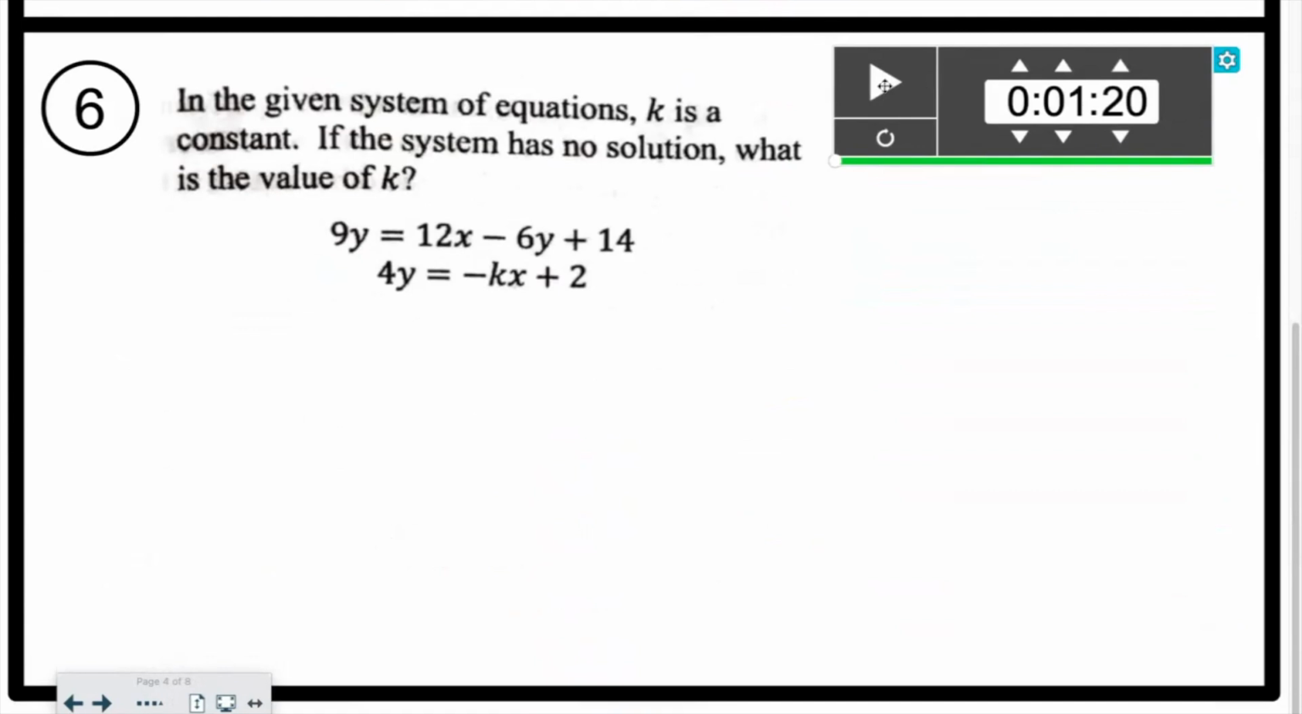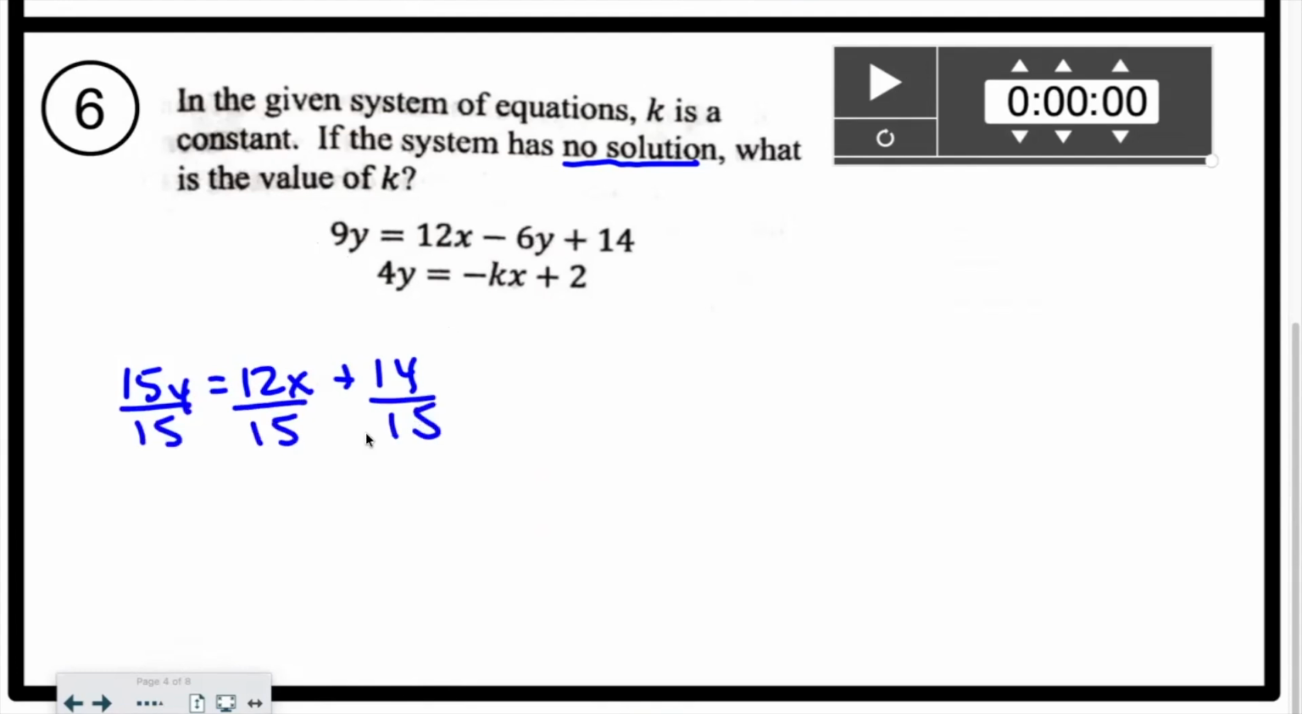Okay, let's try that one. So I'm going to take a different approach here. Given it's no solution, I'm going to show the way if we get them in slope intercept form instead of keeping them in standard form, because these are kind of in between. So this first one, if I add the 6y over, I get 15y equals 12x plus 14. And then I divide everything by 15. I'm just going to leave it like that for now.